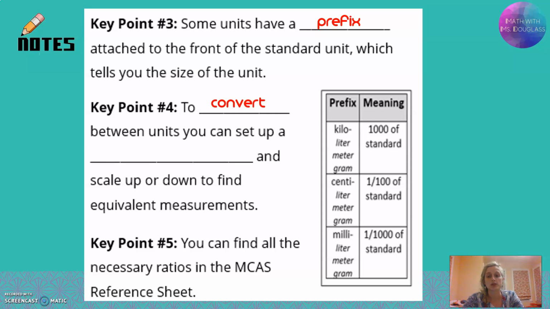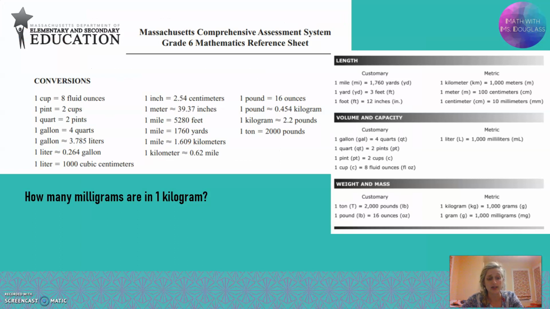So to convert between units in the metric system, we can set up a ratio table, and we can scale up or down to find the equivalent measurements. We can find all of the necessary ratios in the MCAS reference sheet. And actually, the MCAS doesn't have that many metric conversions, so I'm going to add some in for you because it's important for us to practice them. Same deal with customary. We're going to create a ratio table.